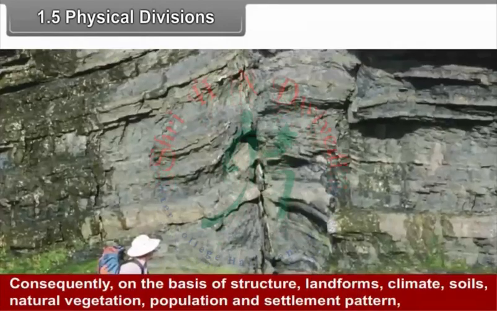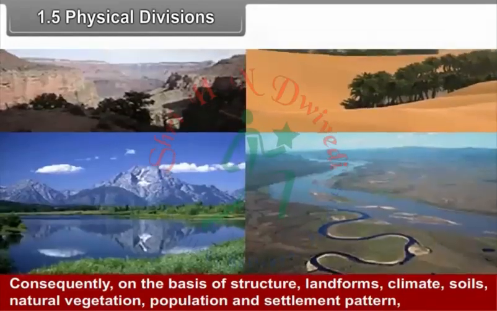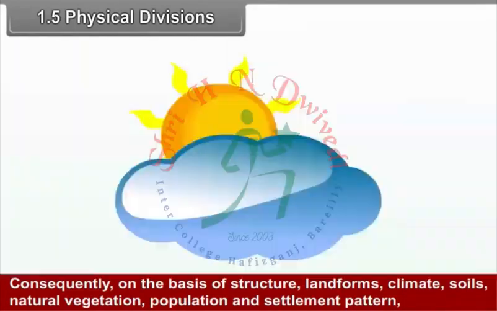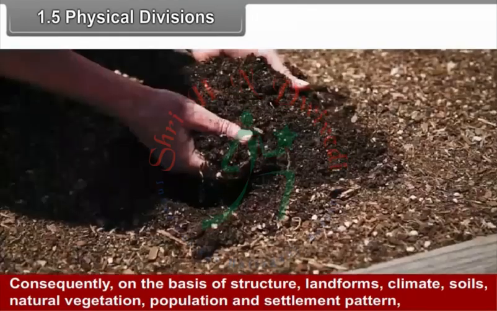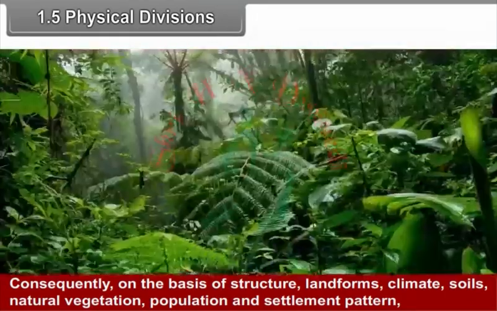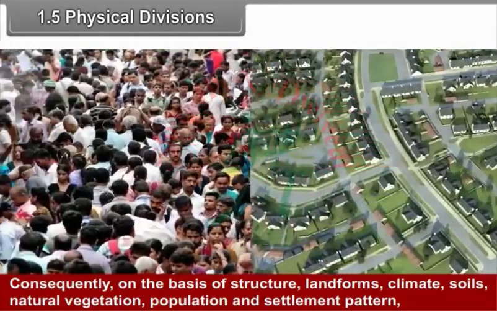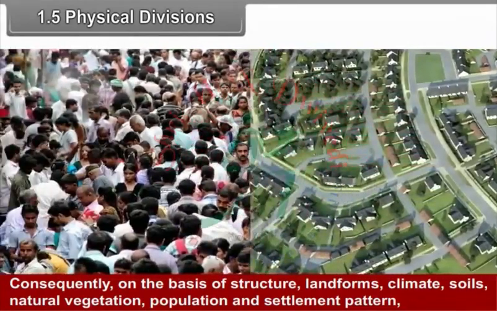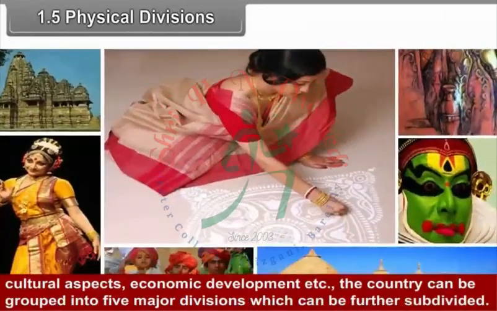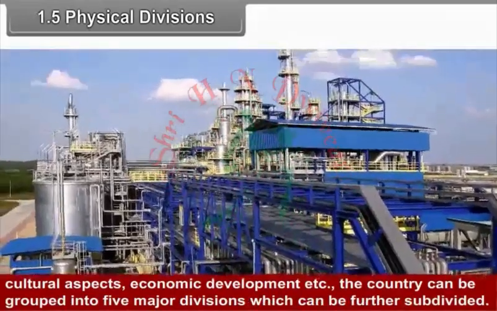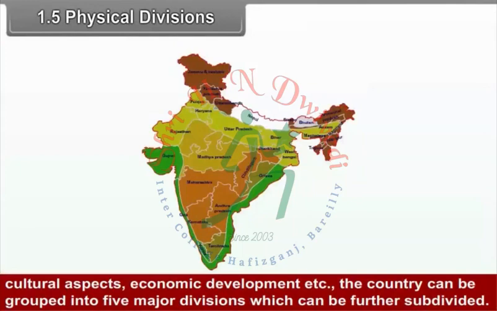Consequently, on the basis of structure, landforms, climate, soils, natural vegetation, population and settlement pattern, cultural aspects, economic development, etc., the country can be grouped into 5 major divisions which can be further subdivided.